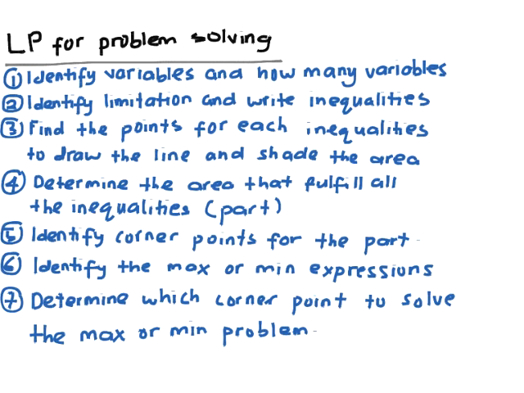And then for the third step, we need to find the points for each inequality to draw the line, and we need to shade the area, like the same thing that we did just now. To find the points for each inequality, we change the inequality into the equation form, and then we assume x equals 0 to come up with the y value, and y equals 0 to come up with the x value. Then we have 2 points, and we connect the 2 points together with a straight line.